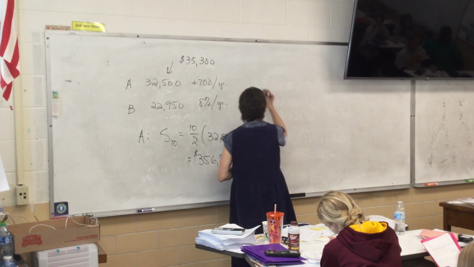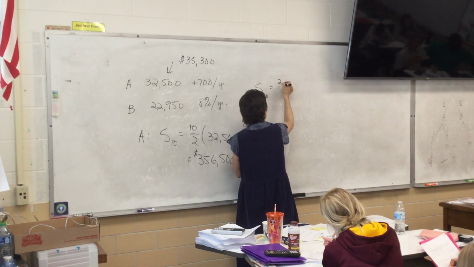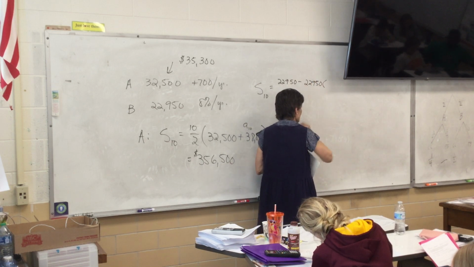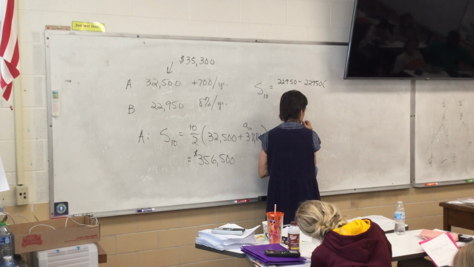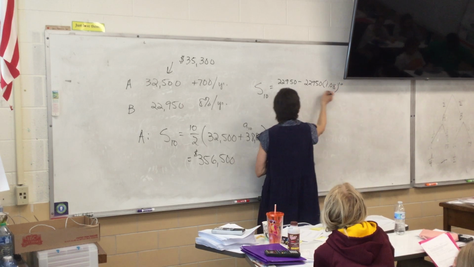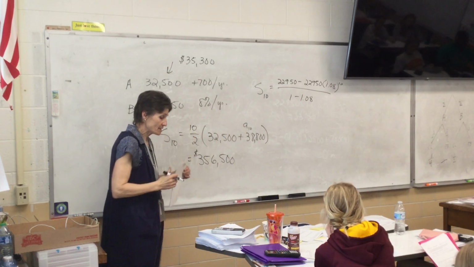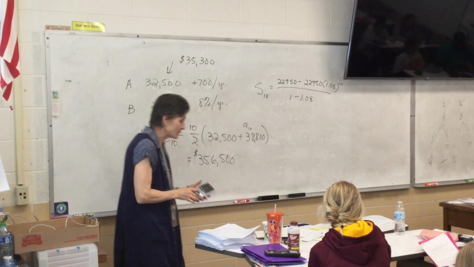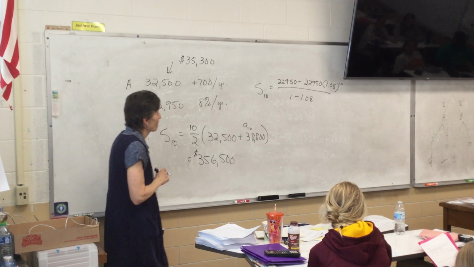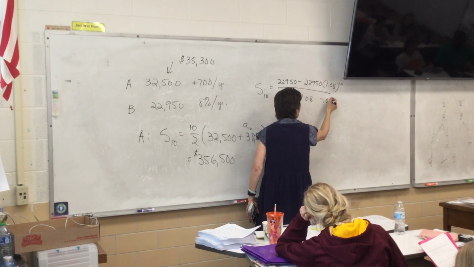It's geometric. So that formula says, take the first term, which is 22,950, minus the first term times the ratio, and what did we say the ratio was in this? 1.08. 1.08, to the 10th, over 1 minus 1.08. And this is gonna tell me how much he makes all together in 10 years. So this is the formula. I like to go ahead and divide or subtract this, so negative 0.08.